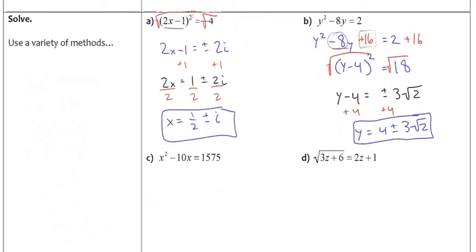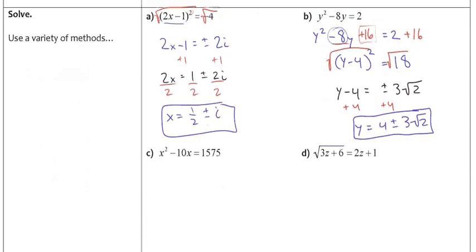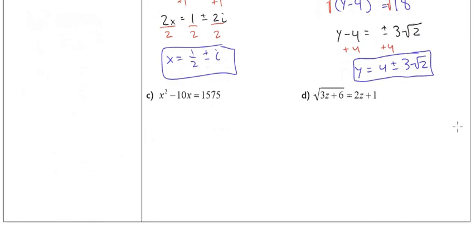All right, C here. Now the numbers for C are pretty big, but we're still going to go ahead and solve this one using factoring. So again, the first problem A, we solved by the square root method, taking the square root of both sides. B, we solved by completing the square. We had to add in that 16 to both sides there. And now we're going to solve by factoring.